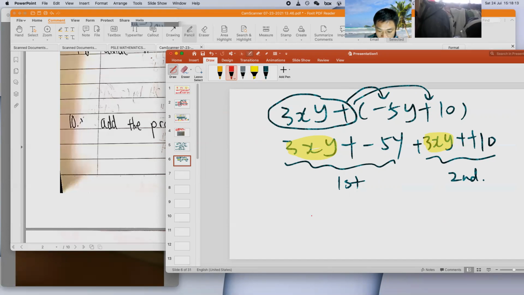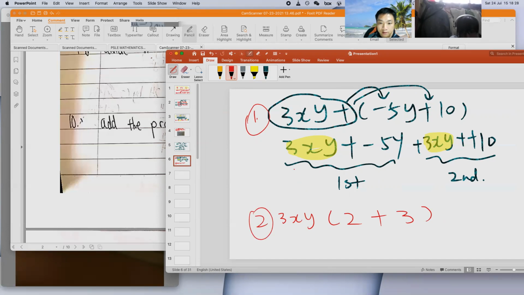Let me show you. What do you think? What is the difference between these two? The difference between these two is there is a plus sign here that separates the 3xy from the bracket behind. Am I right? Yeah. And for question 2 here, there is no plus sign. There is a times. Right?